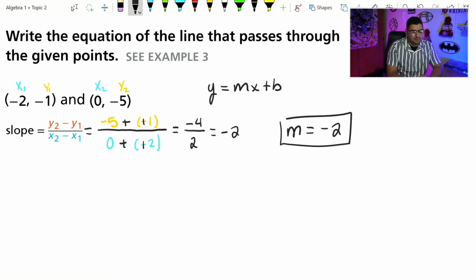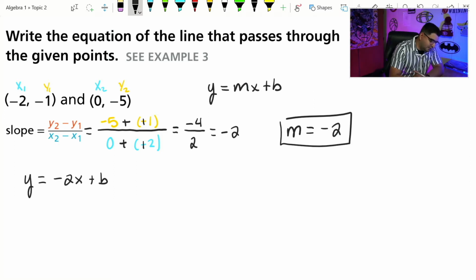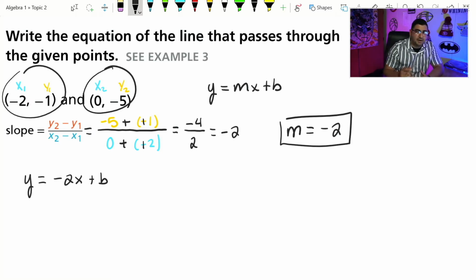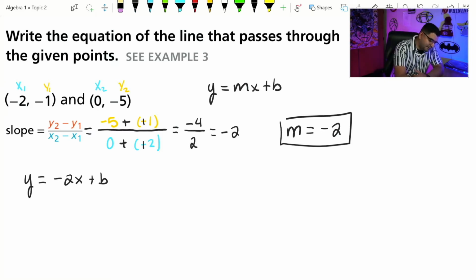Now I need to find my intercept. The way we find our intercept is we plug our slope into our equation. We got y equals -2x plus b. And what I want to do is take one of these x and y values. I have 2 pairs of x and y values. I can use one of these pairs to help me find what b is, and I can plug them into this equation. So I can either make this x1 and y1, or I can make this x2 and y2, and I plug in one of the values that I have.